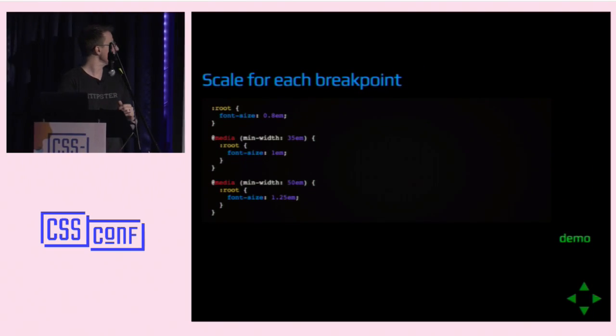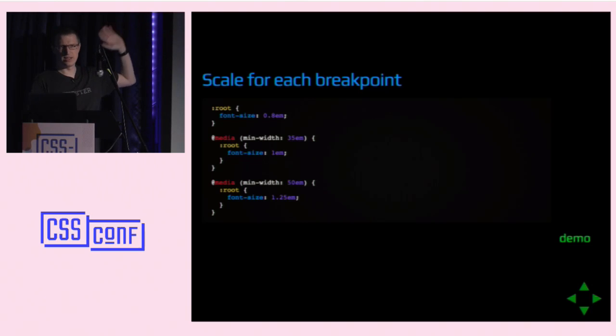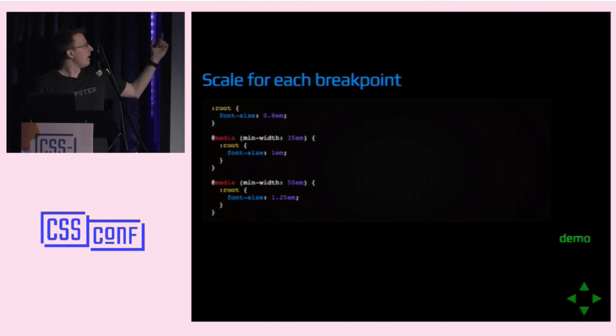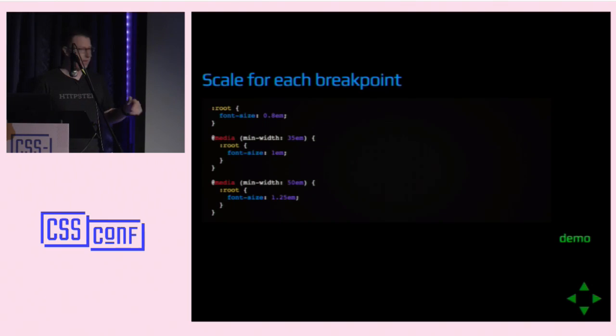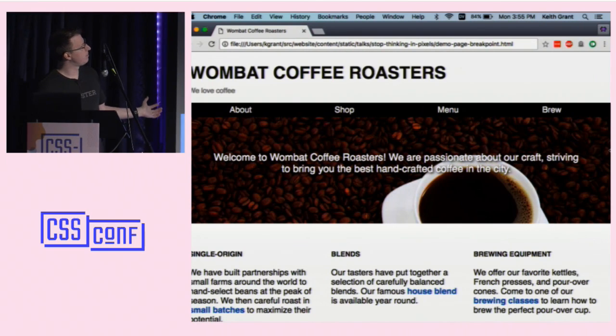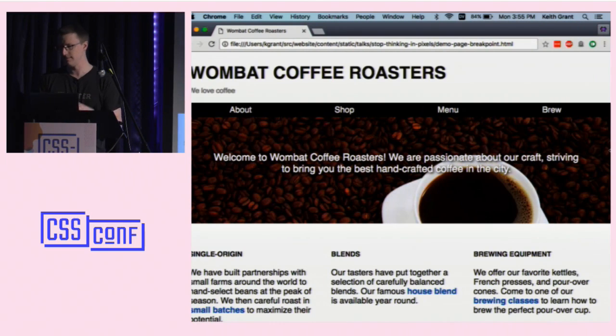Something like this. Root, which is also a selector, if you're not familiar with that, this targets the HTML element. We give it mobile styles, 0.8M on the root element, medium breakpoint, font size of 1M, large breakpoint, font size of 1.25M. Now, everything on the page, here's a sample page I stole from my book.